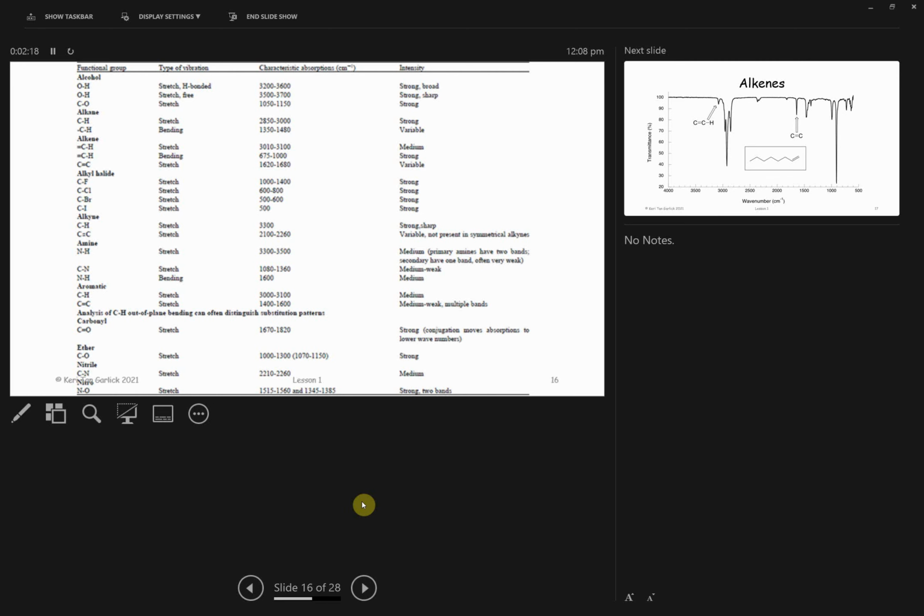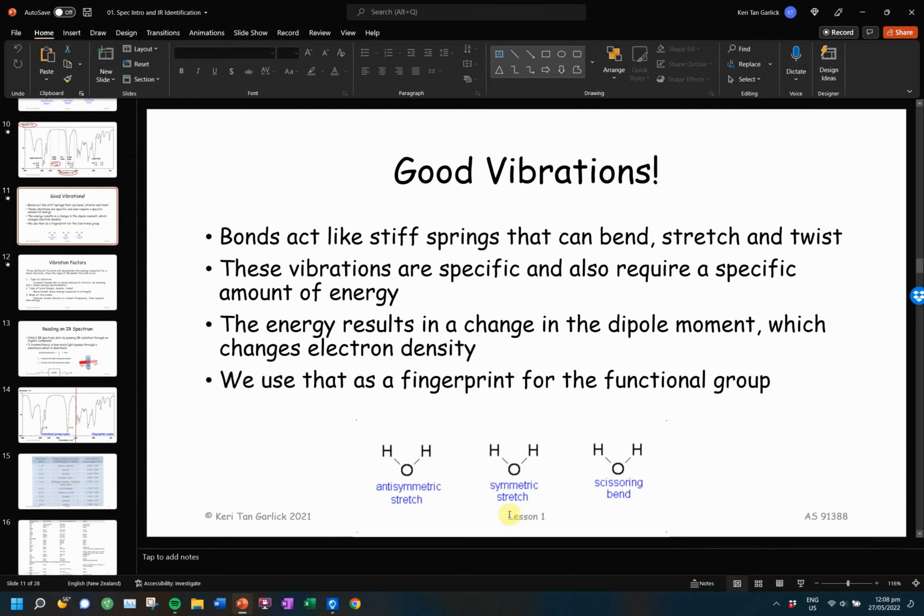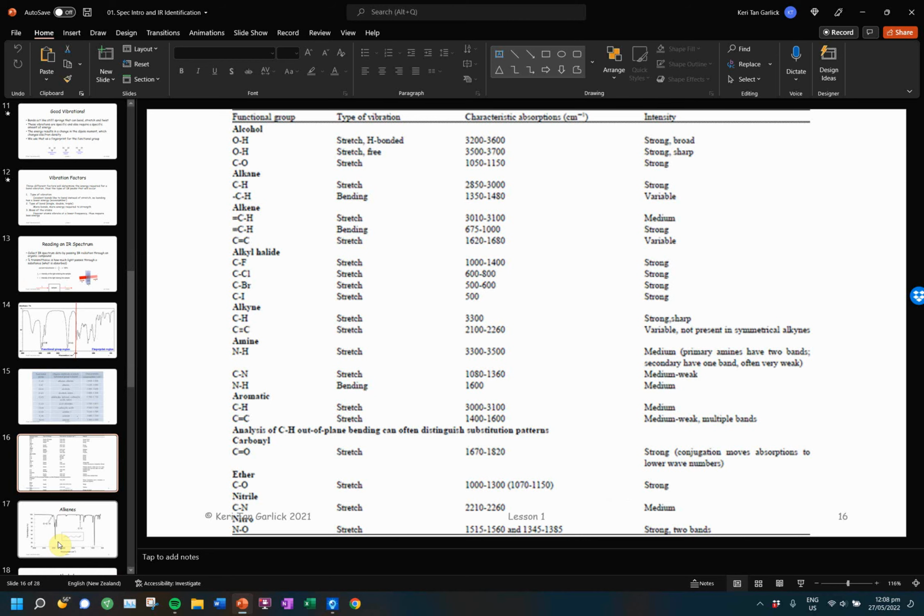So what's the difference between stretch and bending? It's just the type of the vibration. So if we go back to the stretching and the scissoring, that sort of things. Yeah. So that's why I didn't give you guys this sheet, because you don't need to know the type of vibration that's happening. This bit here about the intensity is kind of useful, but I think you'll be able to see it on the graphs on their own.